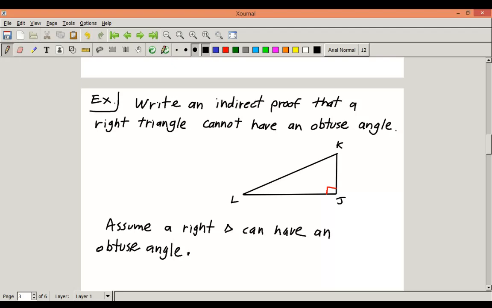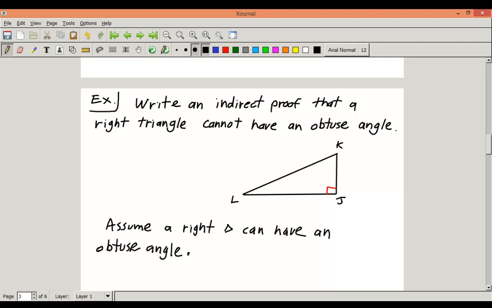Okay, let's just talk about it. If that right triangle has an obtuse angle, that means it has one angle which is 90 and an angle which is bigger than 90. Right? So if you have an angle that's 90 plus an angle that's bigger than 90, your degrees, not even thinking about that third angle, is already bigger than 180. That's going to contradict the angle sum theorem. That's going to contradict the fact that the angle sum of a triangle is 180. So we arrived at a contradiction of a theorem that we already know to be true.